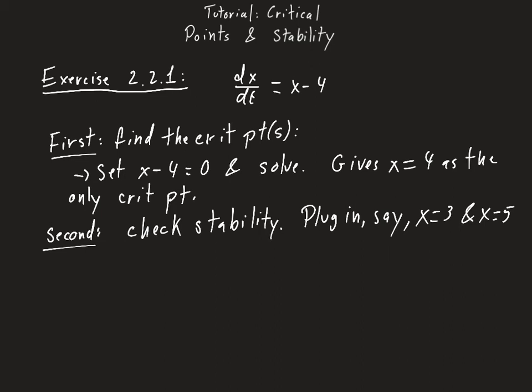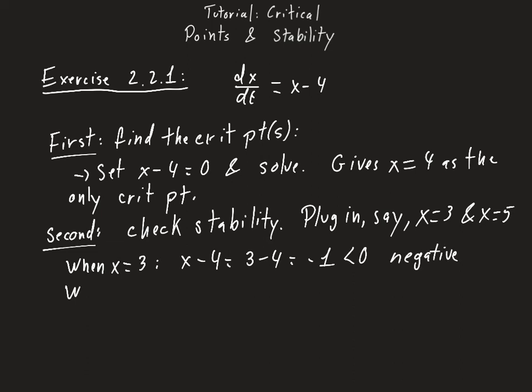So let's plug these in. Let's plug in x equals 3. When x equals 3, x minus 4 is equal to 3 minus 4 is equal to negative 1, which is less than 0. So this is negative. And when x is equal to 5, we have x minus 4 is equal to 5 minus 4, which is equal to 1, which is positive.